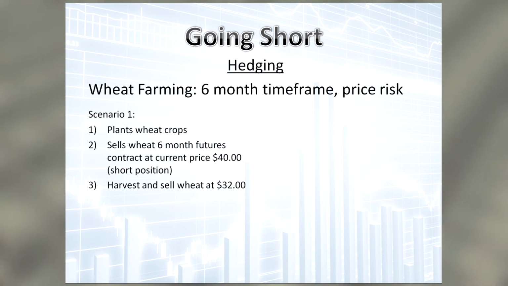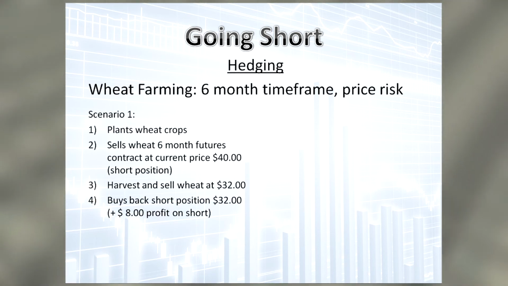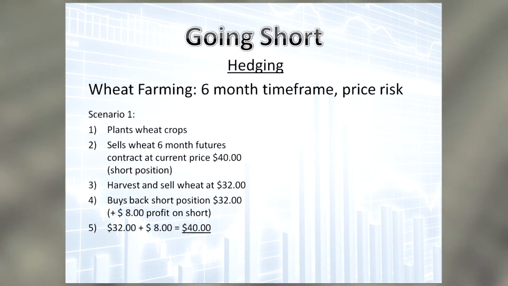So he sells his wheat at $32 per bushel, and at the same time he buys back his short position at $32. This short position gives him an $8 profit. Plus, he sells the wheat for $32, so he still makes his $40. The farmer, through hedging, essentially locked in the price of $40 when he planted his crop, where otherwise he would have only made $32 per bushel if he didn't hedge.